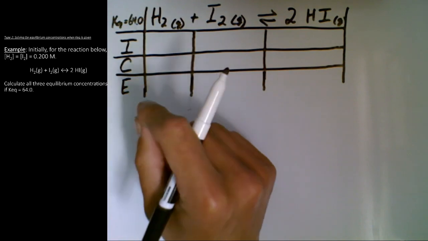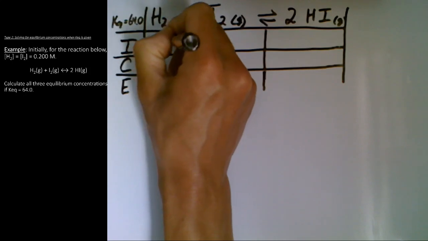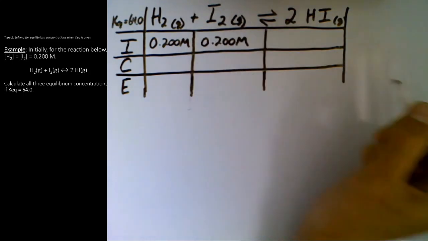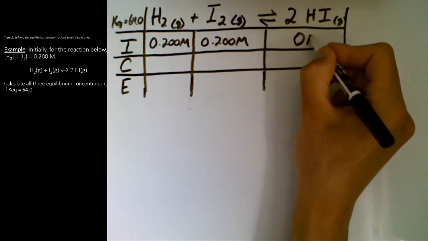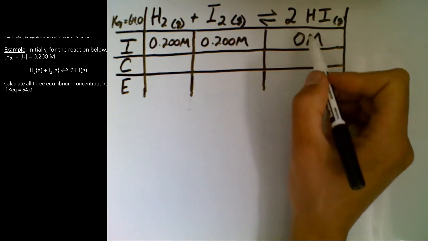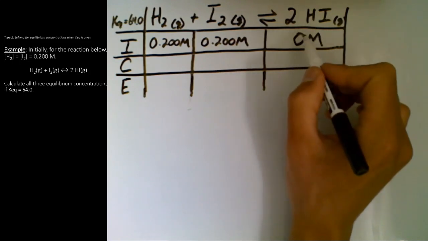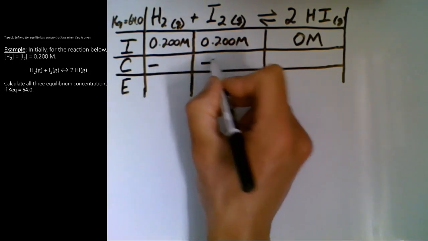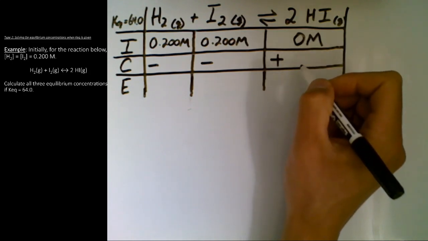So if we read through our question, it tells us initially the reaction has concentrations of 0.200 molarity for both H2 and I2. The other thing that we can infer is that this concentration was 0 molarity. Because it's a product and it didn't tell us what we were starting with, products, they haven't been formed yet, so their initial concentrations should be 0.